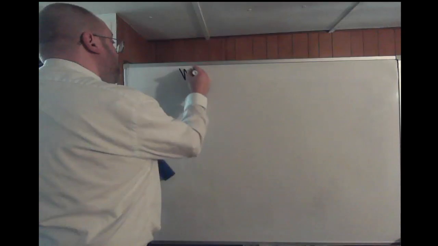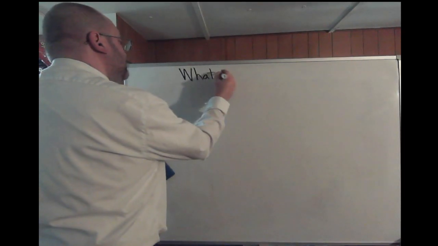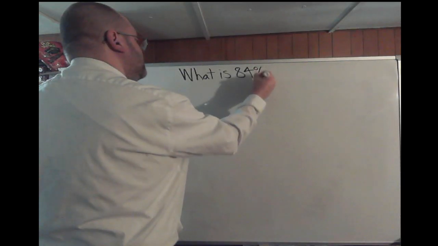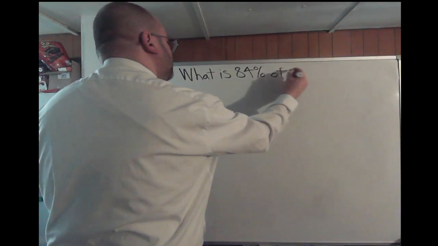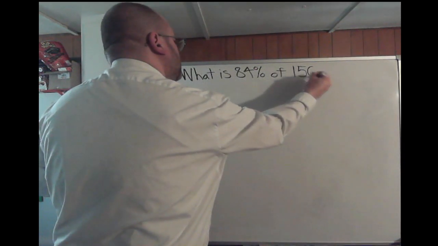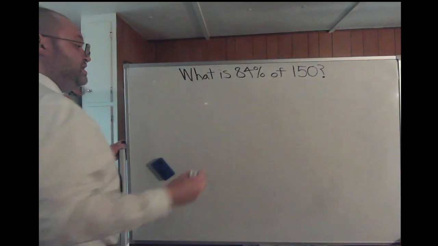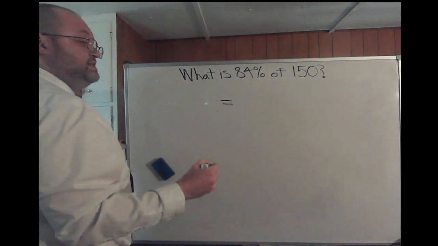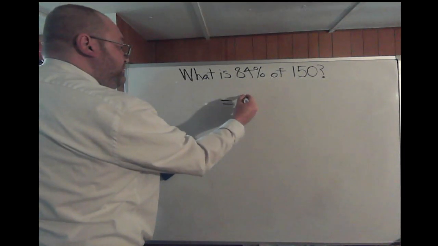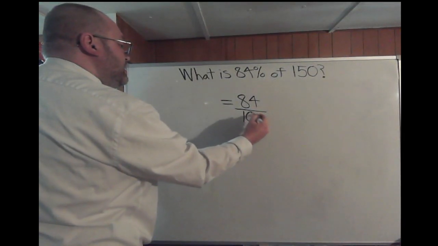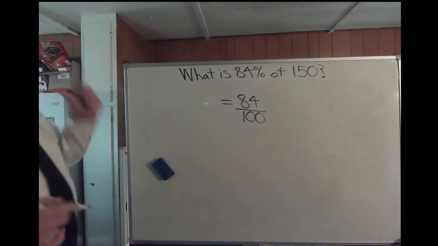And I have another problem like it here. Okay. What is 84% of 150? So what is 84% of 150? Well, in this case, we know the right-hand ratio. 84% is simply 84 out of 100. They want to know what is 84% of 150.